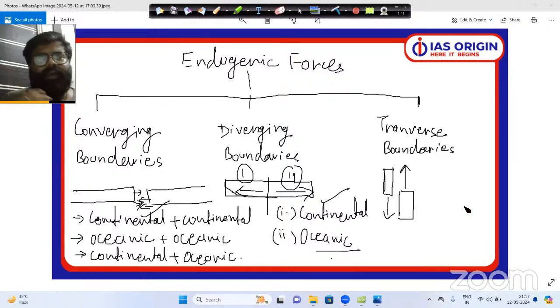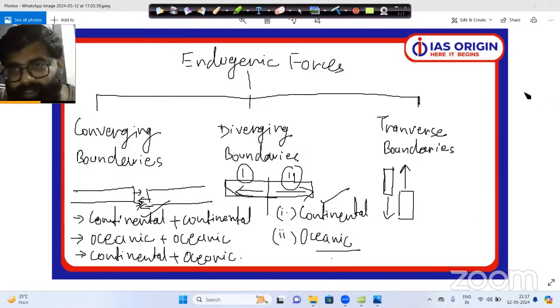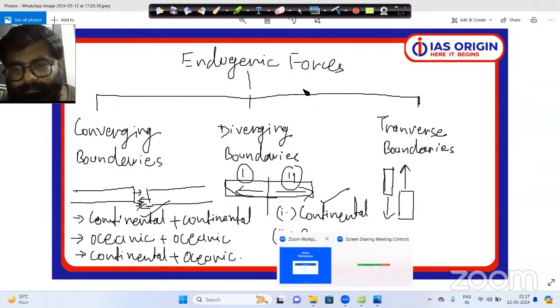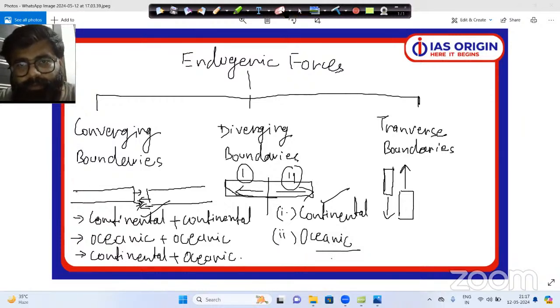Now we will study how these converging boundaries are making different types of physical features. We will take the example of 2 different physical features today. One will be the fold mountain and another will be the volcanic mountain and volcanic plateau. Just give me a minute, please.